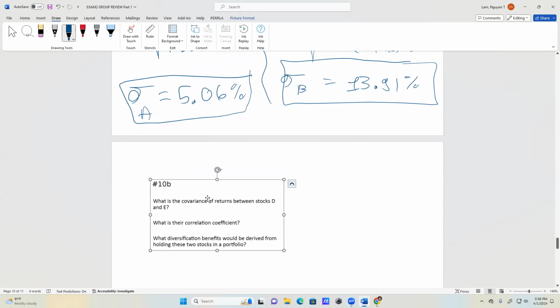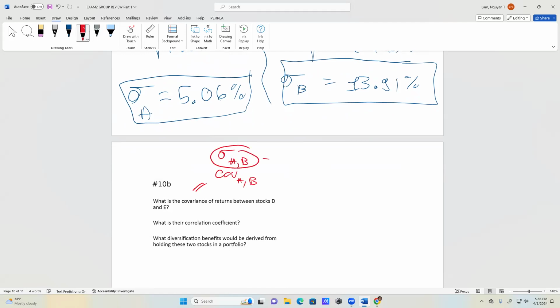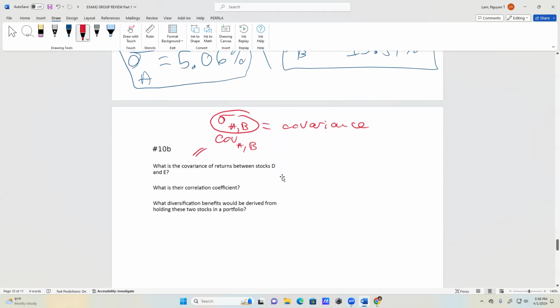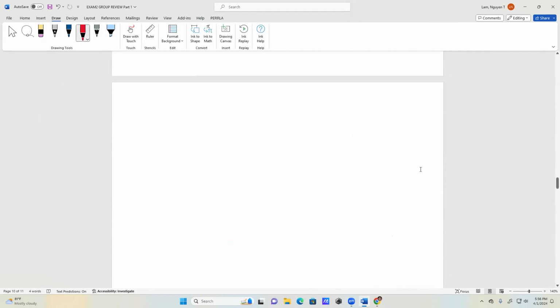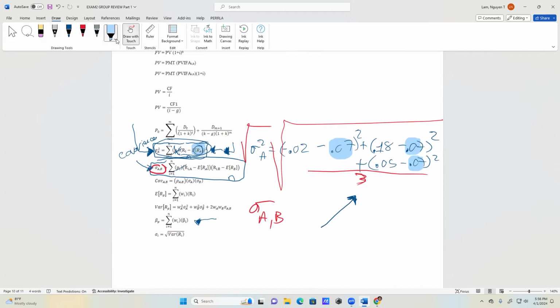So covariance, I remind you that the formula sheet has two equations for covariance. One that says cov AB and one that says this. Reminder, this is covariance, not standard deviation, not variance. It's covariance. Okay. All right. So let's together see the equation again. All right.